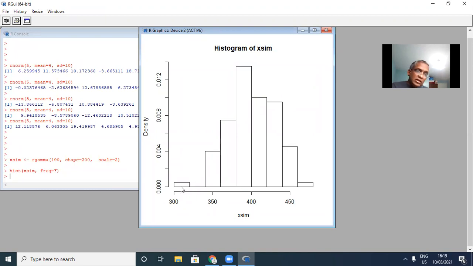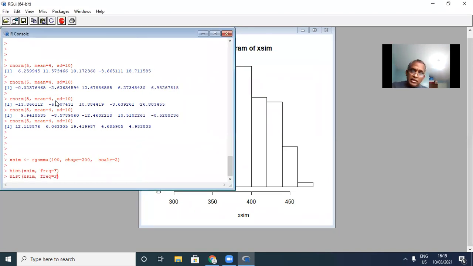Now let me take the y. As you can see, if you look at the x-axis, it goes from 300 to about 400 and something, or maybe 500. So let me define the x-axis.